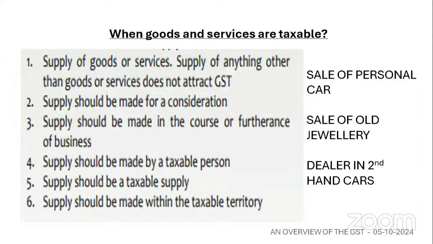Then supply should be made by a taxable person. It never says the supply should be made by a registered person. The wording used is a taxable person. Who is a taxable person? We will see in the next part of my presentation. So the GST is levied when the supply is made by a taxable person to another person.